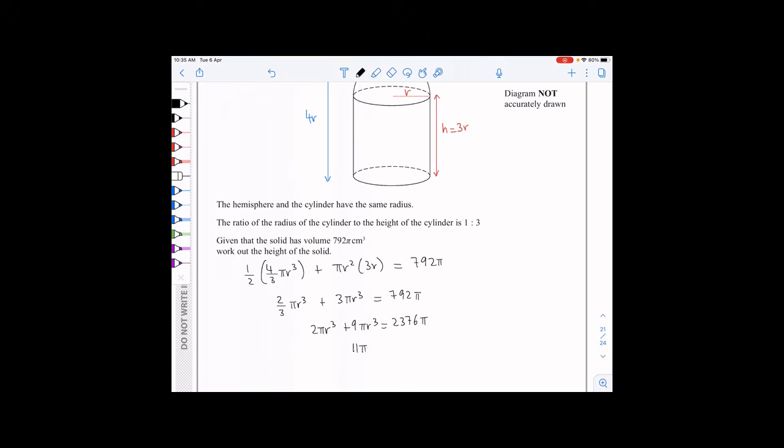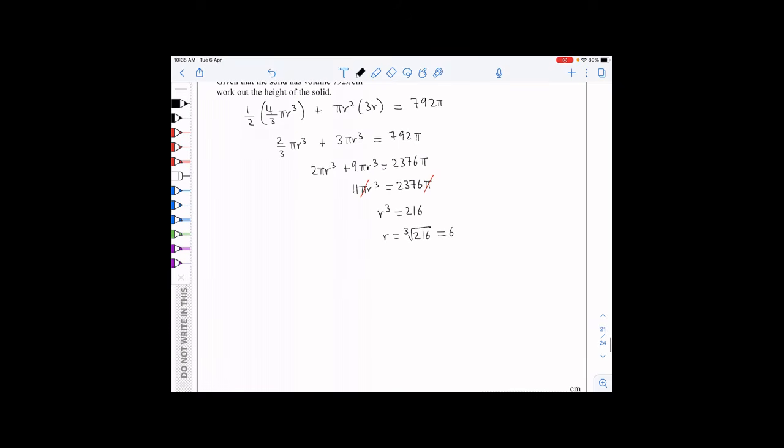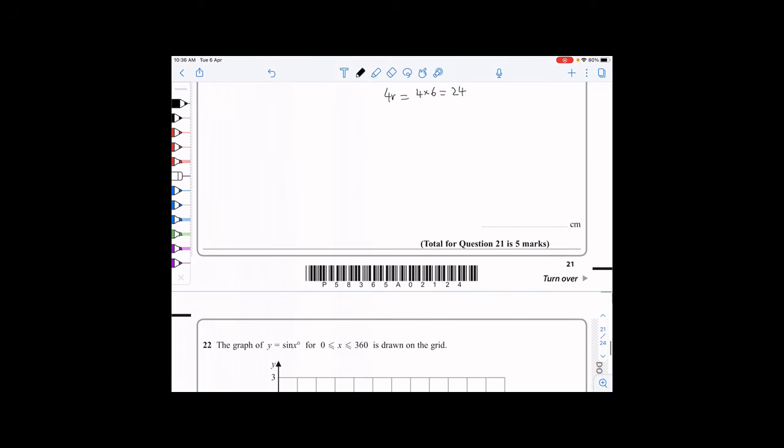So 11 pi r cubed is 2376 pi. I will cancel out the pi and then divide by 11. I get r cubed is 216, and therefore r should be the third root of 216, which is 6. So the total height we're after was 4 radii, so it's 4 times 6, which is 24 centimeters.